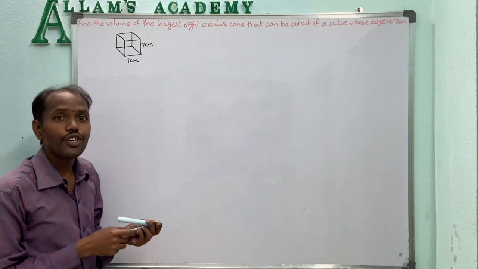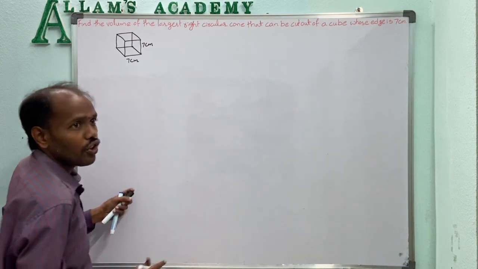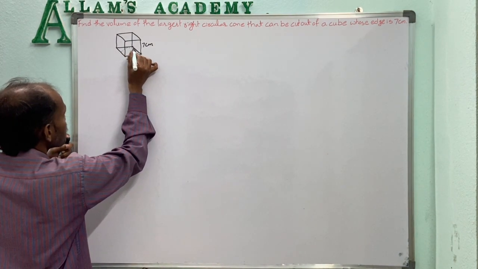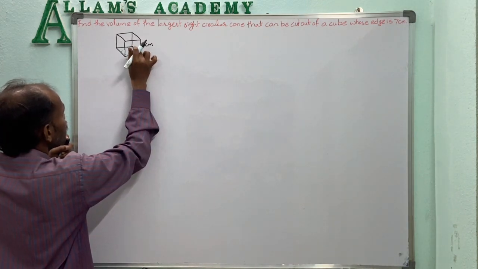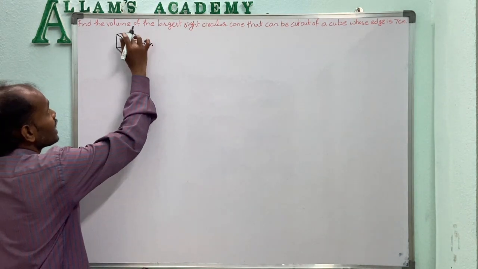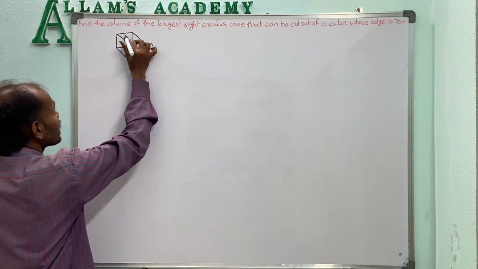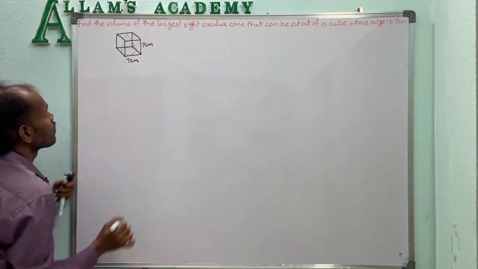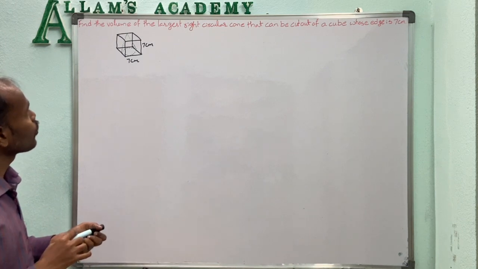Now from this cube we cut the largest right circular cone. That means the base of the cube is nothing but the base of the cone, and the height is how much? With that height we cut the cone. So here we get the largest cone.